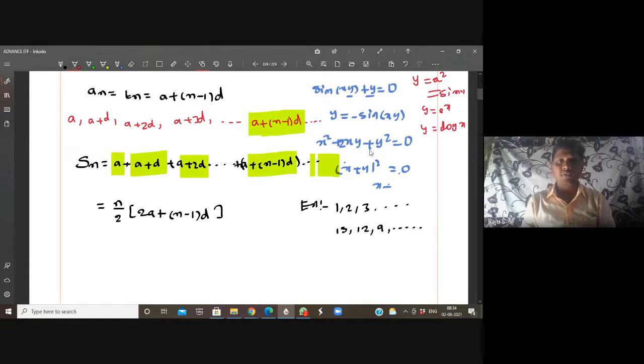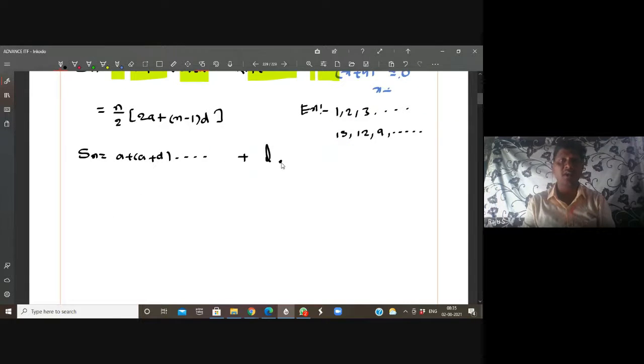If you know that the sum is a finite sum, like Sn is equal to a plus d, so we can stop at the last number L. If it is a finite series, then Sn is equal to n by 2 into a plus L, where L is the last term.